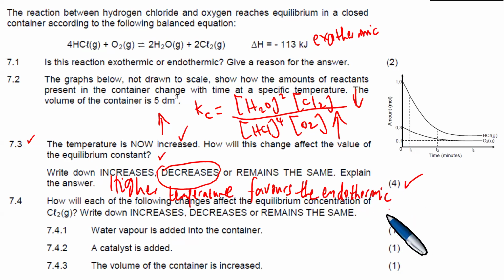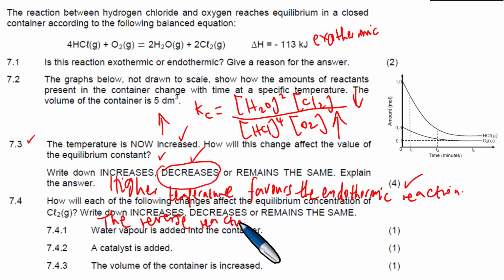Higher temperature favors the endothermic reaction. Okay, we stated that, but I'm trying to write that one down because the answer would be decreases, and then the explanations. Higher temperature favors the endothermic reaction. And we mentioned these, but write it down. So the reverse reaction is favored.